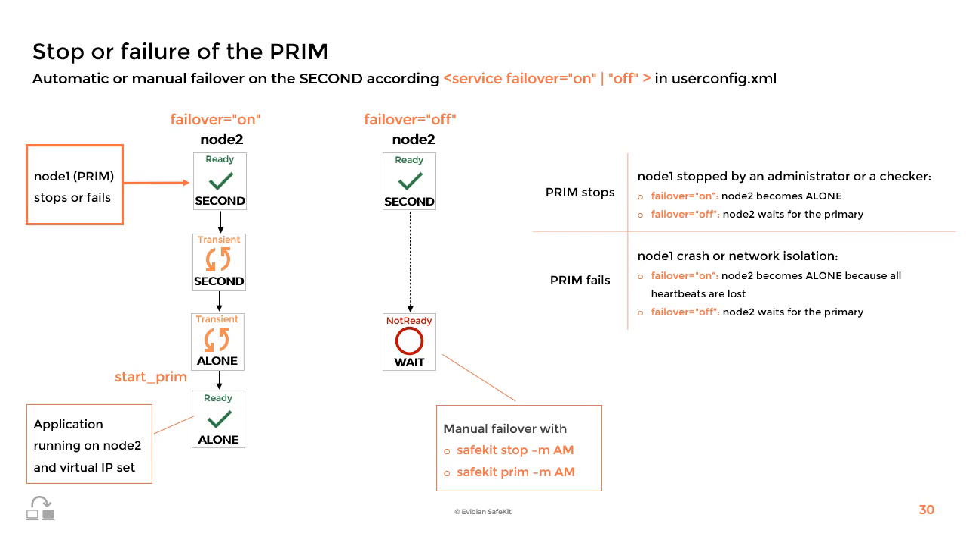In the middle figure, we consider the special case with the failover attribute set to off, meaning that the administrator does not want an automatic failover on the secondary. In this case, when node 1 experiences a failure or a stop, node 2 transitions from the second green state to the wait red state, waiting for node 1 to restart. If administrators want to force the start as primary on node 2, they can stop the module on node 2 and use the safegitprim command to force the start. Thus, with the failover set to off, the administrator manually controls when the secondary node becomes primary.